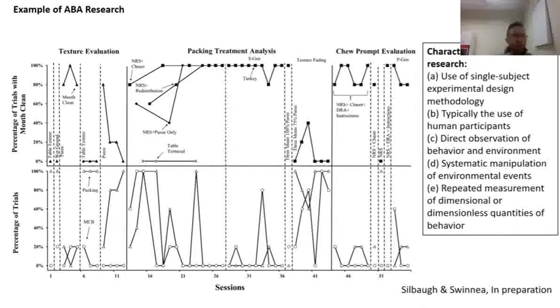So I want to give you an example of ABA research, and I have the characteristics on the side here, so I'm just going to relate these characteristics to these graph data. So these are data I collected in a clinical treatment evaluation to help a little girl with autism and food selectivity to reduce a topography of disordered feeding called packing and increase chewing and swallowing, a target food that her parents felt it was important for her to eat.